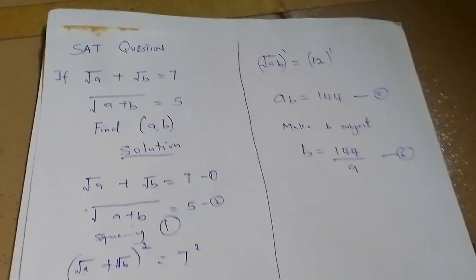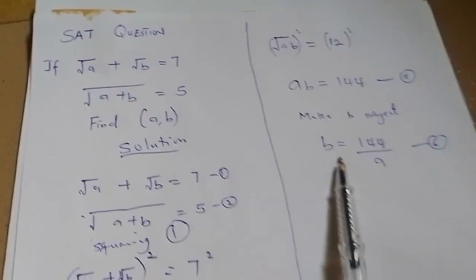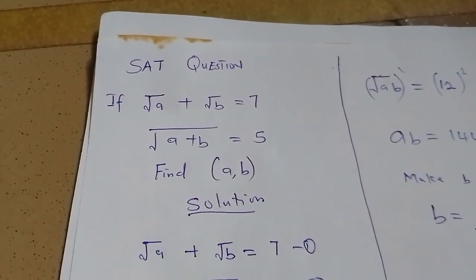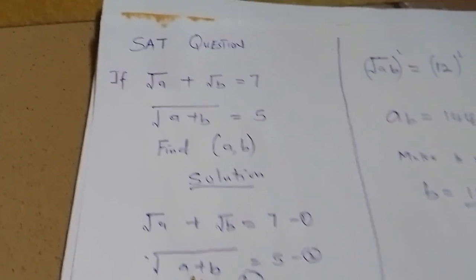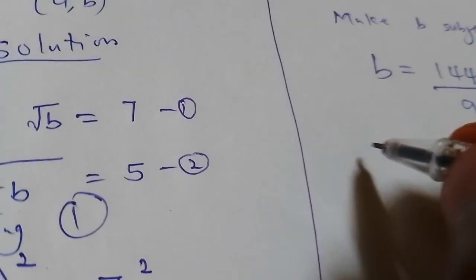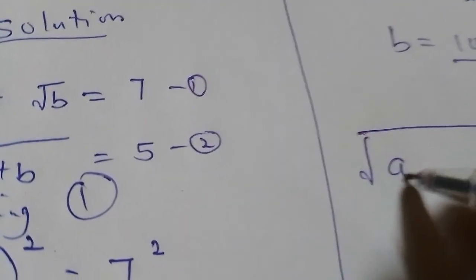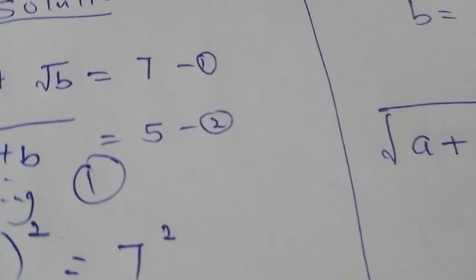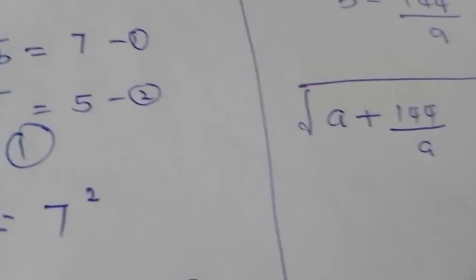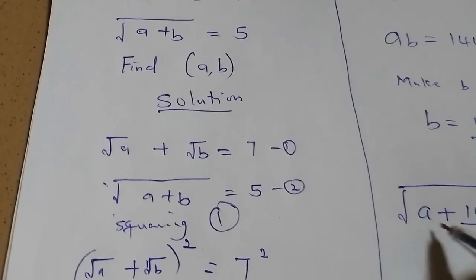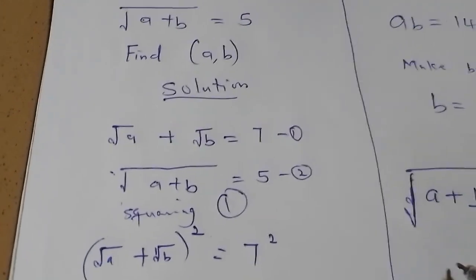Now what will happen is that I will put this equation 6 back into equation 2, because that should be the simplest way. So that means I will be having root A plus, instead of writing B now, I will write 144 over A equals, what was I having before? 5, equals 5.